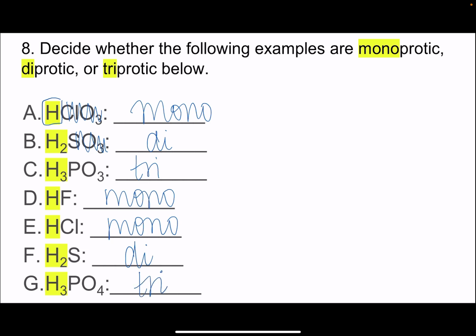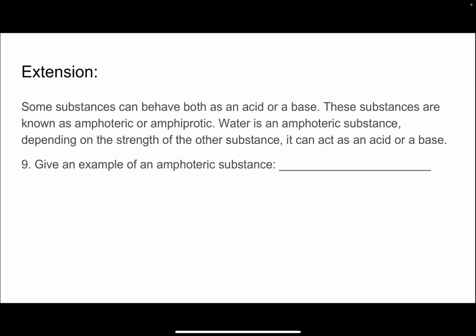So that lets us know a specific type of acid and how many reactions they'll go through, is whether it's monoprotic, diprotic, or triprotic. Now our extension: some substances can actually behave both as an acid and base. They're called amphoteric or amphiprotic. Water is one of these substances, so depending on the strength of the other substance, it can act as an acid or base. So give an example, water. Ammonia is also another one. NH3 can go both ways, depending if it's put with something else.